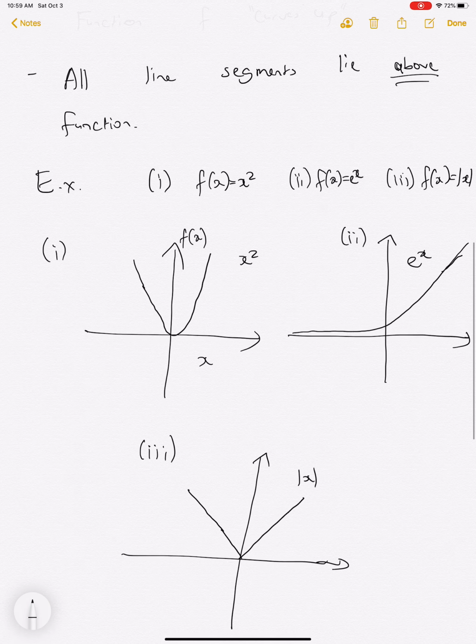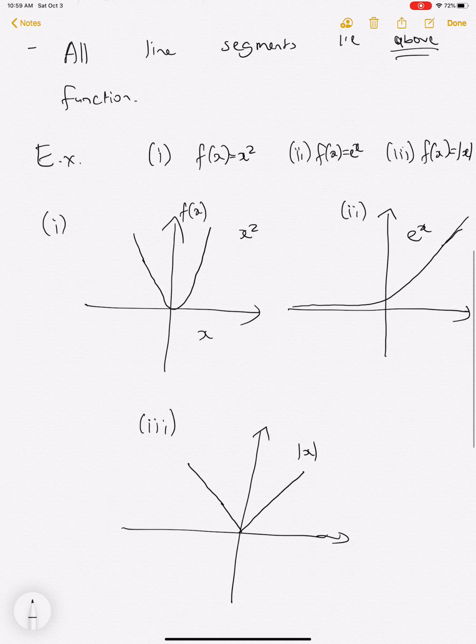Just to give you some concrete examples of convex functions to keep in the back of your mind, we've talked already about the quadratic f of x equals x squared. That's been seen a lot throughout the course, and it has this nice curving up shape. We've also mentioned e to the x. And in the previous lecture when we talked about the lasso, we mentioned the absolute value of x function, which is also convex. We'll try to illustrate that through these definitions.